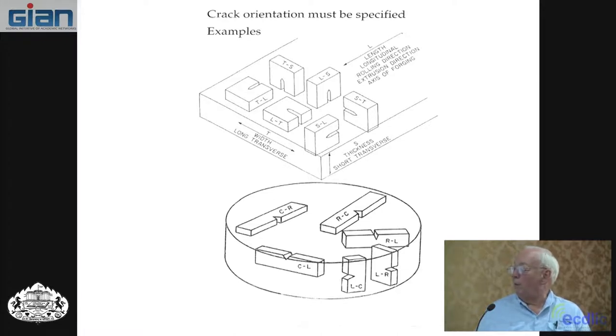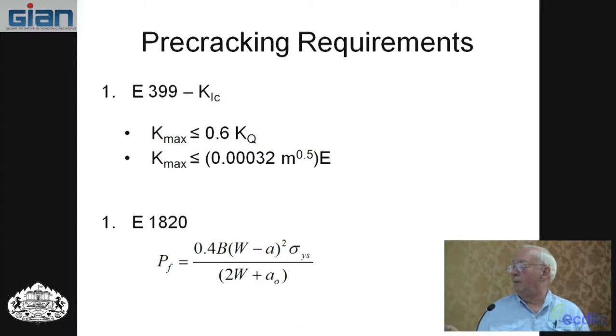If you have other product forms like a forged round plate or forged round something, they have different designations. But it's very important that you specify the direction that you've taken a specimen from your structure. This would be extremely important in composite materials, because composites are so anisotropic that you would have to know which way it would be. It's even so in metals.